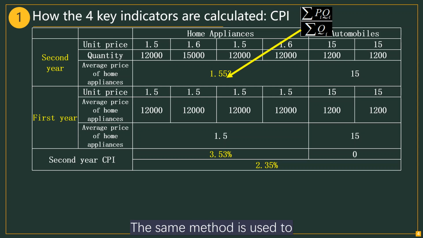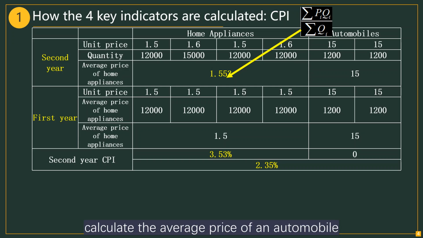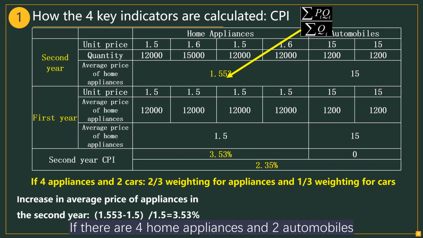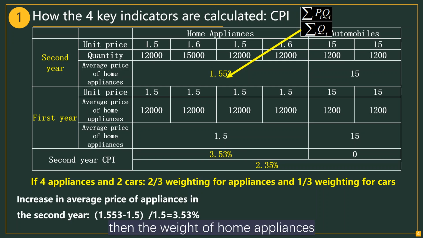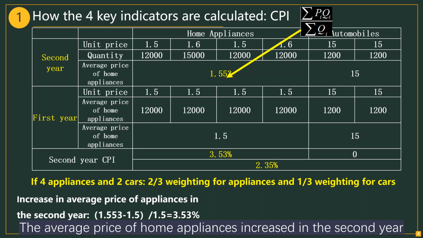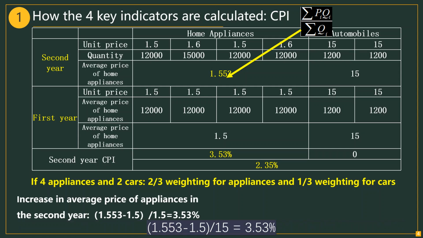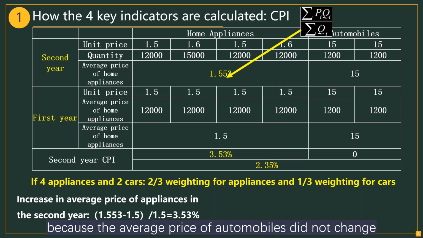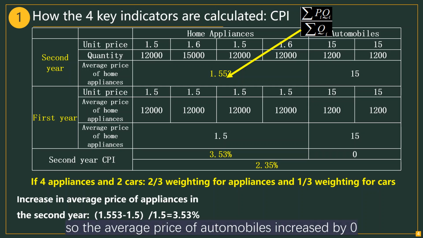The same method is used to calculate the average price of an automobile. If there are 4 home appliances and 2 automobiles, then the weight of home appliances is 2/3 and the weight of automobiles is 1/3. The average price of home appliances increased in the second year: 1.553 minus 1.5, divided by 1.5, is equal to 3.53%. Because the average price of automobiles did not change, the average price of automobiles increased by 0.